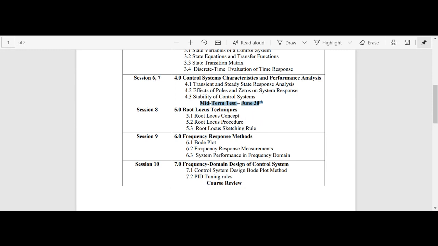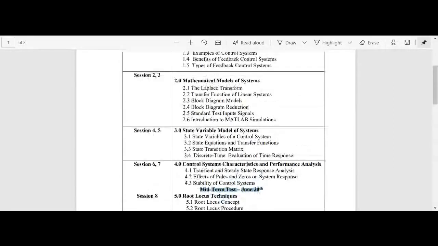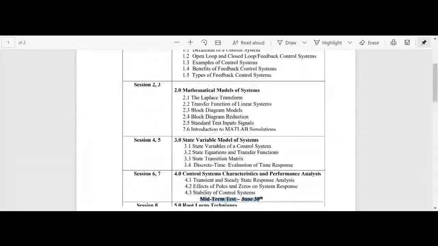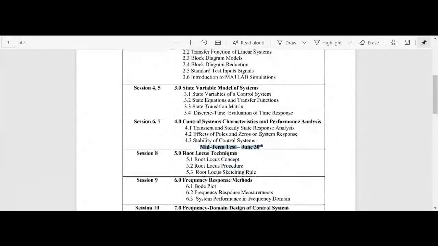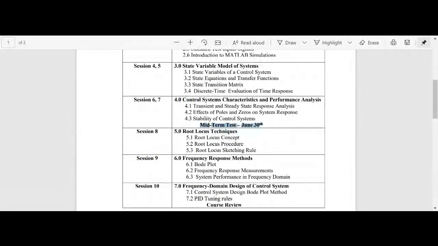Unit 4, control systems characteristics and performance analysis. Unit 5, root locus. Unit 6, frequency response method. These are methods used to analyze control systems. And then the last unit, unit 7, we'll be looking at the design of control systems. That, in a sense, will cover the module control systems. Basically, that is the summary of the content that we'll be covering.